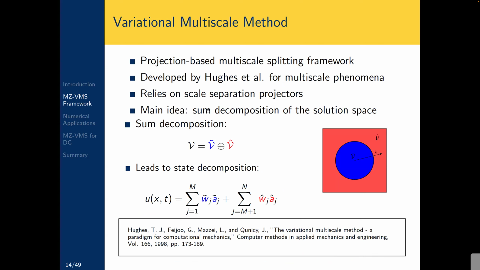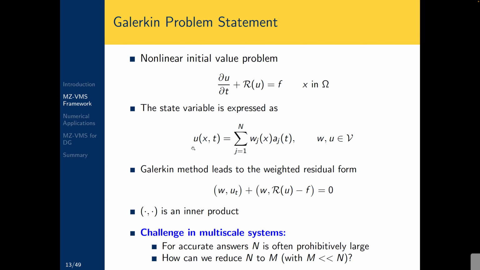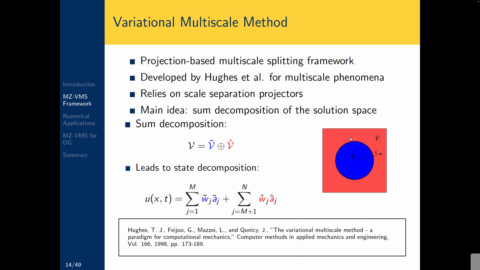So what you effectively do in VMS is the starting point is a sum decomposition of your solution space, or your trial space. Recall on the previous slide I said u is the state, it's going to live within this space V. So we're going to express V as a sum decomposition of a coarse scale space, this is V tilde in blue, with a fine scale space, this is going to be V hat in red. And I'll use this coloring throughout the talk. So anything you see in blue with a tilde will be a coarse or resolved state, and anything in red will be a fine scale state.